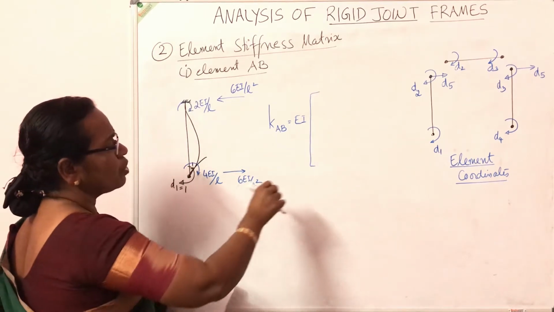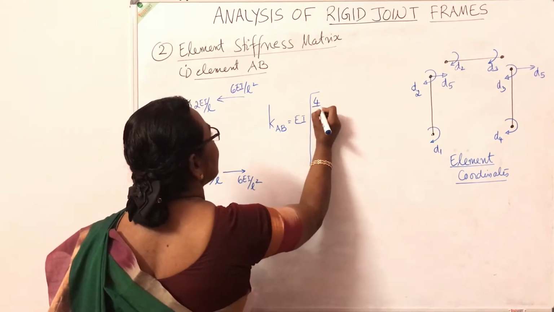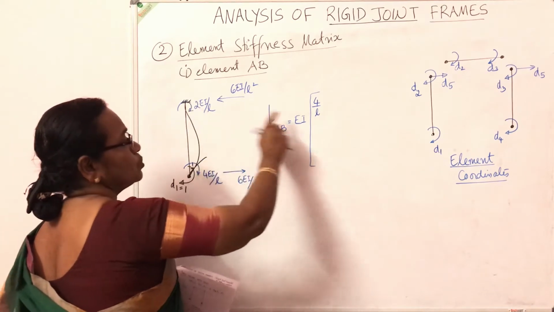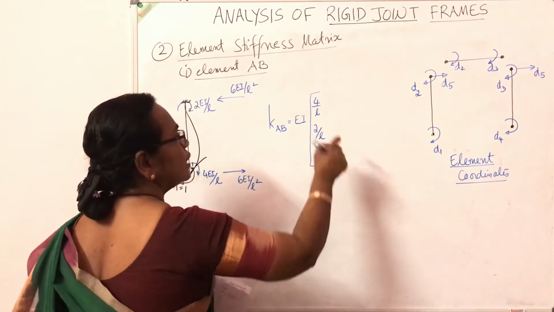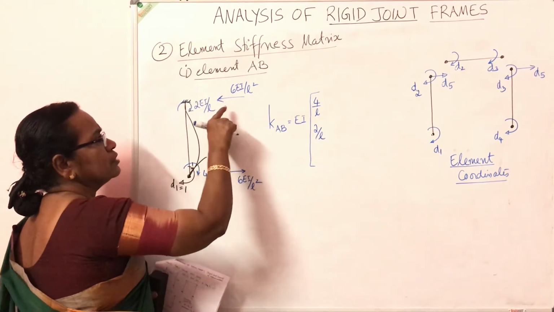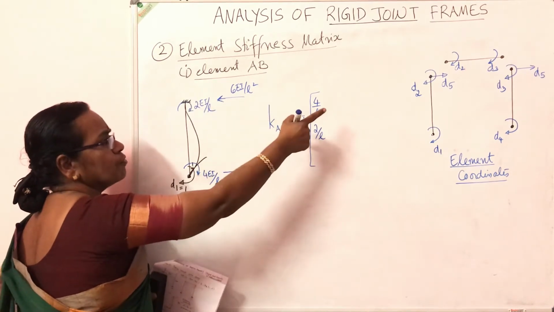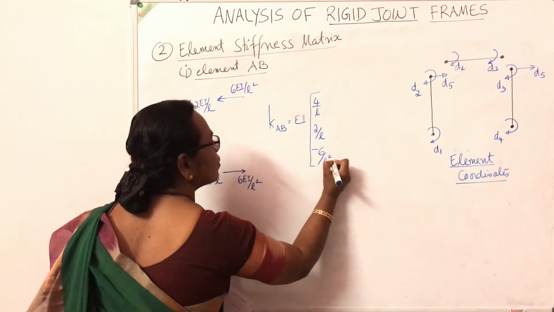What is corresponding to coordinate 1? Corresponding to coordinate 1, it is 4EI by L. So I have written 4 by L. Corresponding to coordinate 2, the moment is 2EI by L. And corresponding to coordinate 5, this is the 5 direction, the force is 6EI by L square, but is in the opposite direction of 5. So it is minus 6EI by L square.